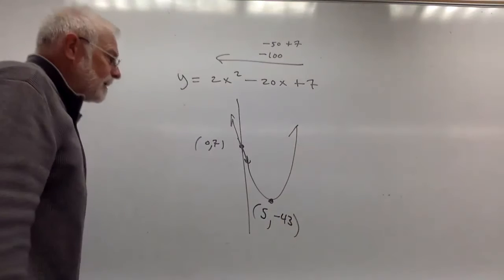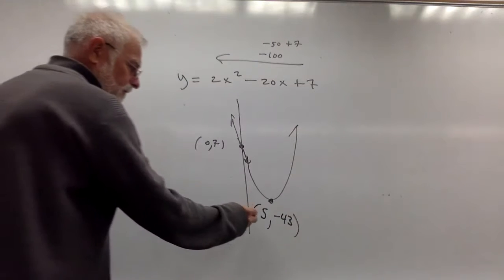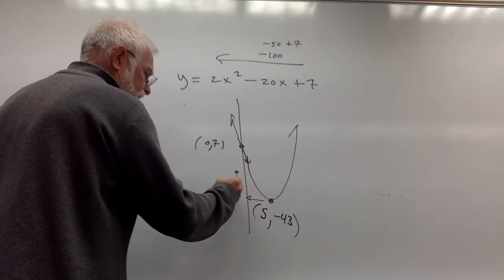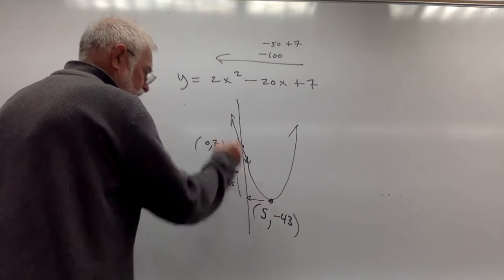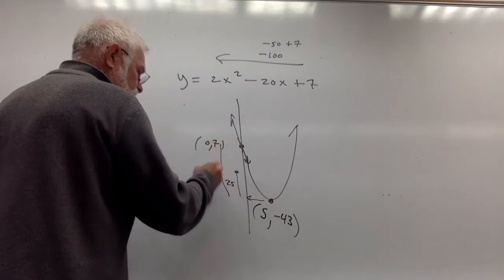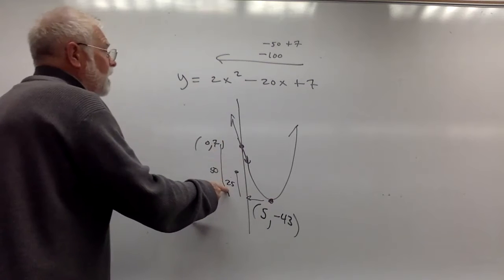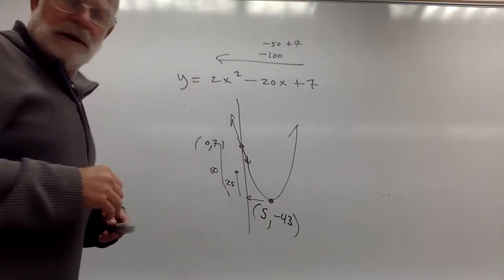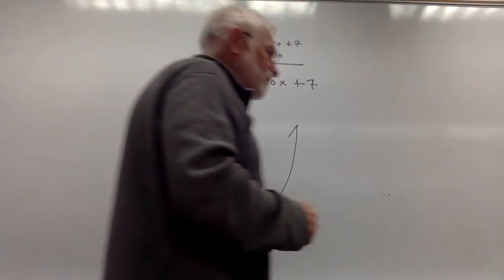Okay, you're done. If you want to check it, if you go over 5 units in this direction and square, you should go up 25. But you went from negative 43 to 7, which is up 50. And you can see now rise over run squared as measured from the vertex is the a value. But just thought I'd mention that.